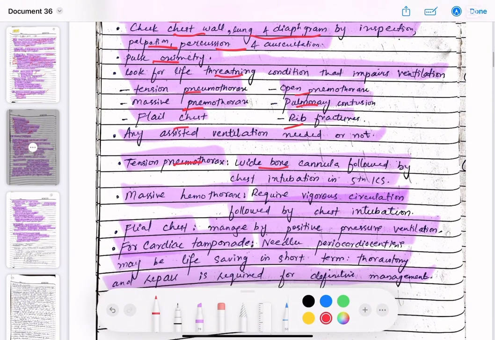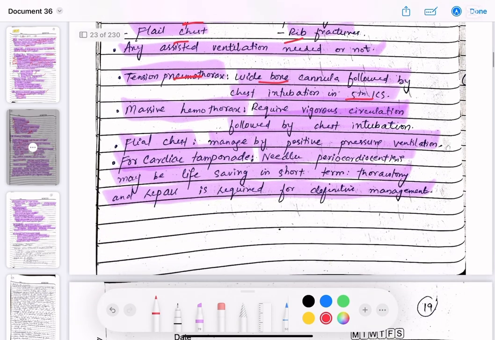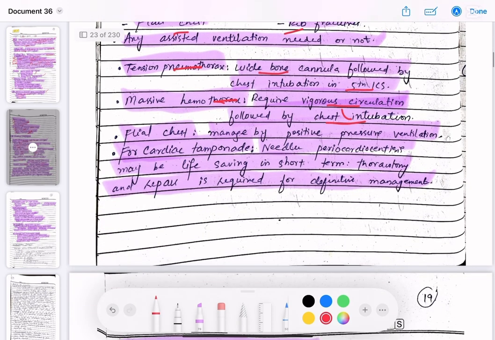For massive hemothorax, vigorous fluid resuscitation is required, followed by chest intubation. Flail chest is managed by positive pressure ventilation. For cardiac tamponade, needle pericardiocentesis may be life-saving in the short term. Thoracotomy and repair is required for definitive management.